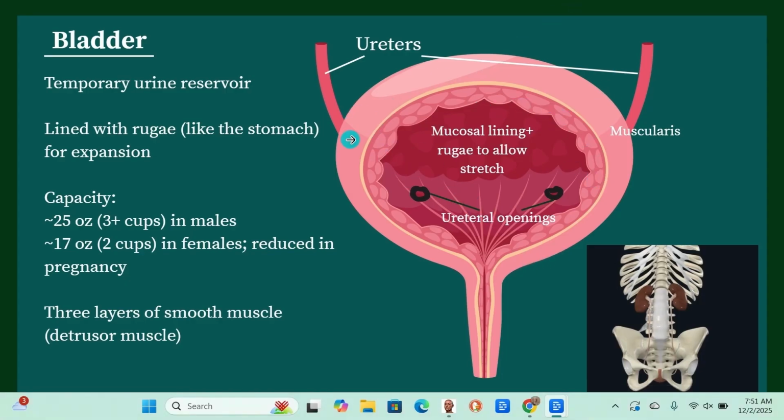It can hold up to 25 ounces or 3 cups in males, and because female bodies have the uterus to contend with, and especially during pregnancy, the bladder can't hold as much. Only as much as 2 cups. But there are folds, just like in the stomach, there are folds in the lining called rugae that will unfold to make the bladder expand when it's necessary, when it's needed.